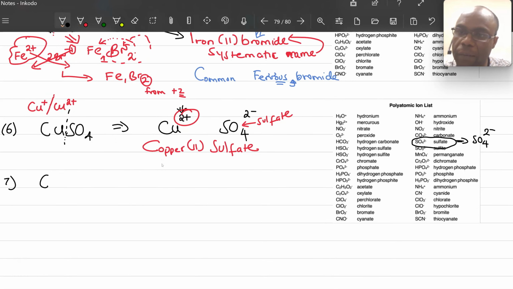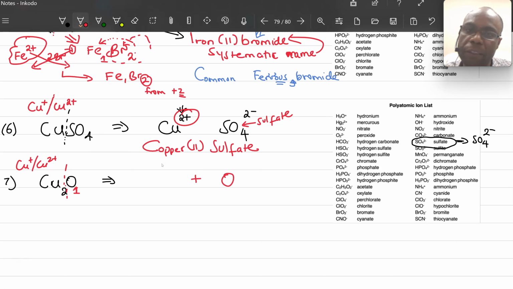We keep going. How about someone gives you that one? Now remember again, copper can exist as copper 1 and copper 2. So we have to specify. We know we have oxygen. There's an implied one there. So this compound is made from an ion of oxygen. Oxygen is in group 6A, so it's 2 steps to 8A. It has to react by gaining 2 electrons. So oxide. Okay, that's not a polyatomic ion. It's by itself, it's monatomic.